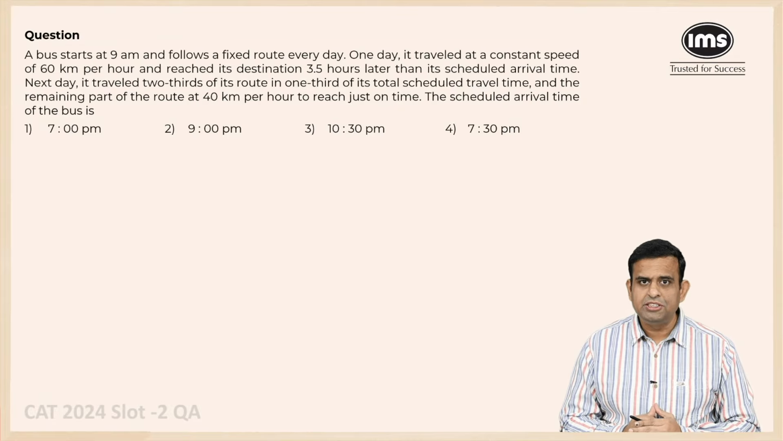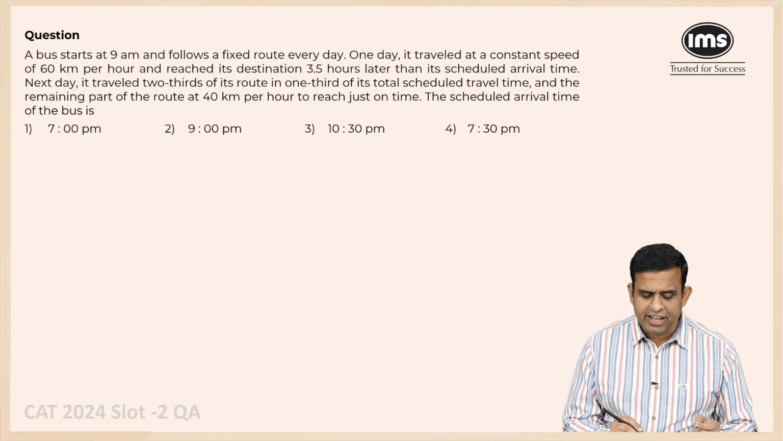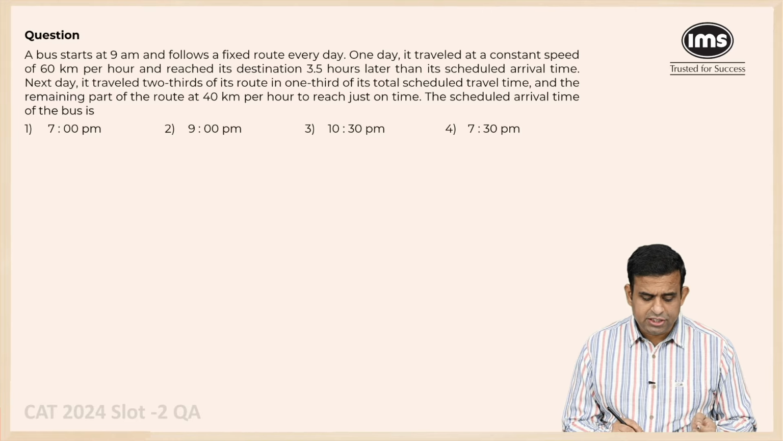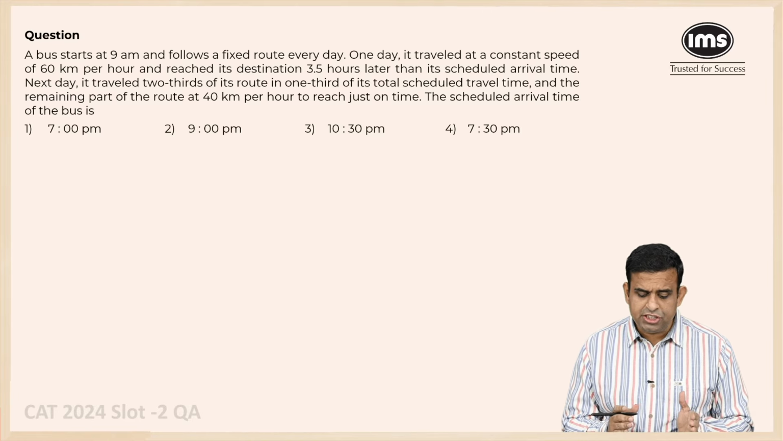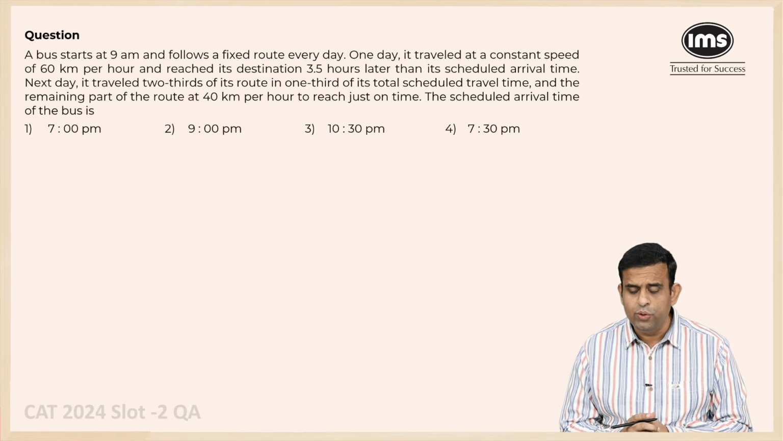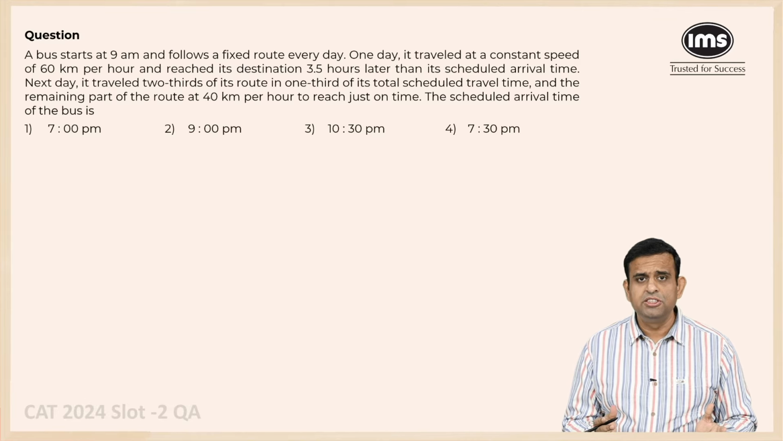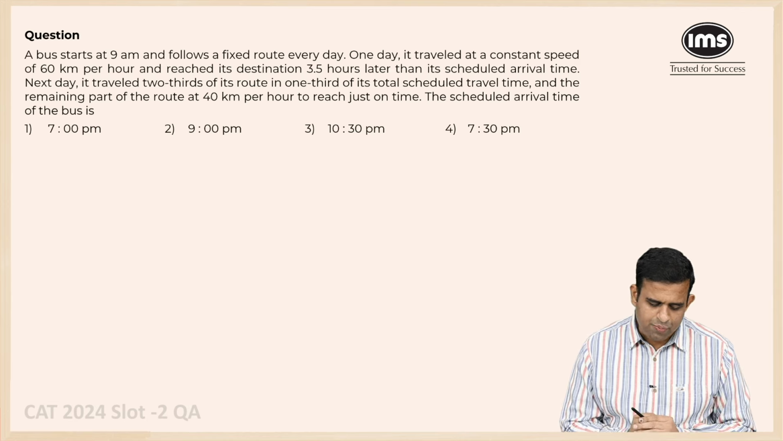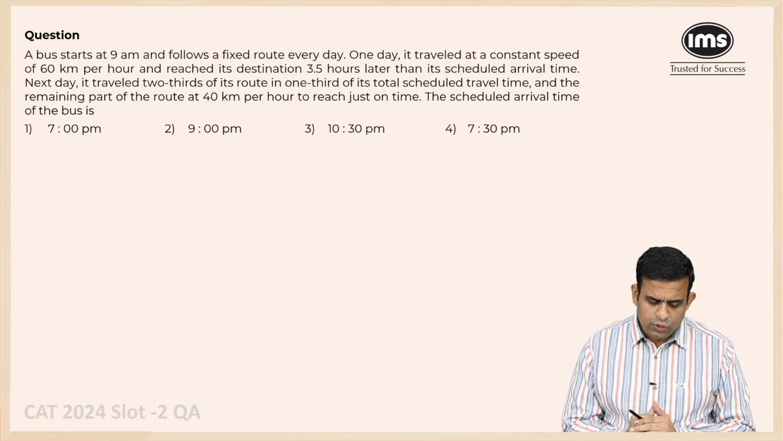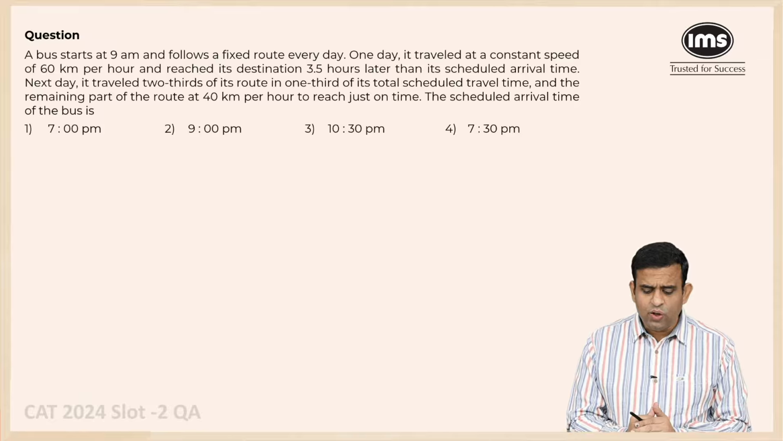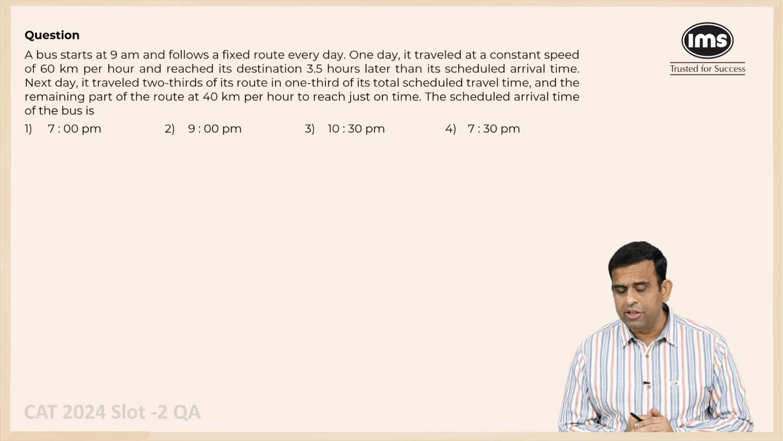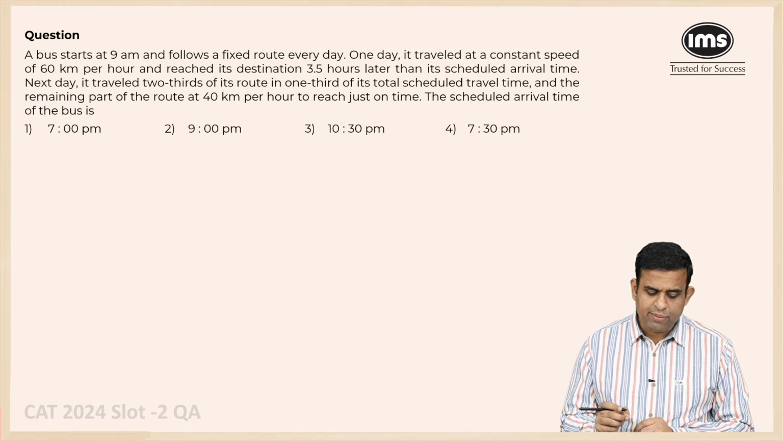In the next sum on TSD, which goes like this: a bus starts at 9 am and follows a fixed route every day. One day it travels at a constant speed of 60 kmph and reaches the destination 3.5 hours later than the scheduled arrival time. It simply means, since it was late, that the normal speed must be more than 60, is what I can say right now. Next day it travelled 2/3 of its route in 1/3 of its scheduled time, and the remaining part of the route at 40 kmph to reach just on time. What is the scheduled arrival time of the bus?